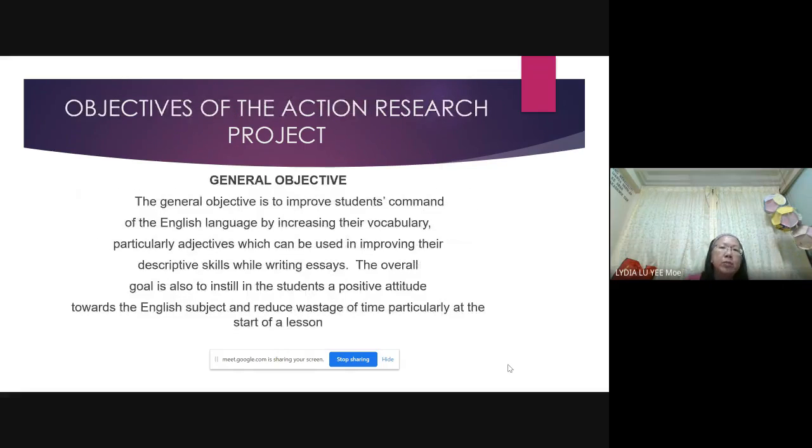Okay, so the general objective is to improve students' command of the English language by increasing their vocabulary, especially, for now, I concentrate on adjectives, which will help them in improving their descriptive skills when writing essays. And overall, the goal is to instill in the students a more positive attitude towards the English language and reduce wastage of time, particularly at the start of a lesson.